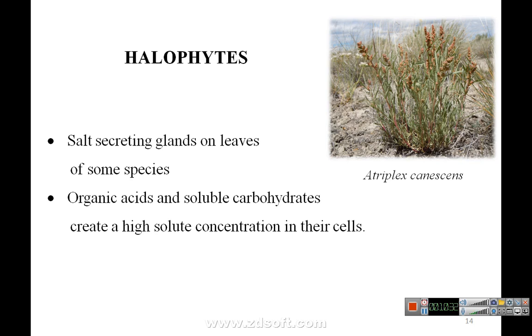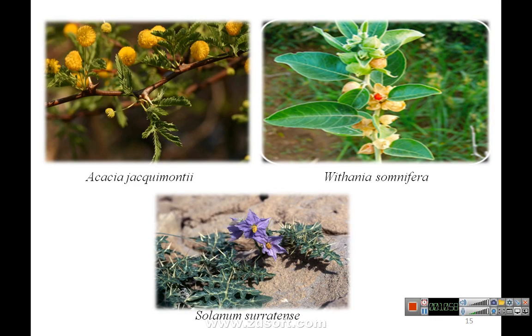What they do, as I told you earlier, is that they have salt secreting glands on their leaves, and they secrete organic acid and soluble carbohydrates, which create a high solute concentration in their cells, which enables them to not lose water and to sustain in a high saline and hot environment. So the examples are Acacia jacquemontii, Withania somnifera. If I am not pronouncing correctly, please forgive me for that.